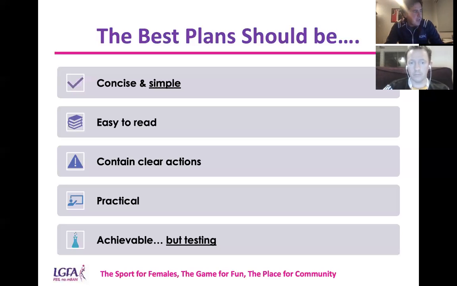As I touched on a wee bit previously, plans should be practical, and that means different things for different clubs.